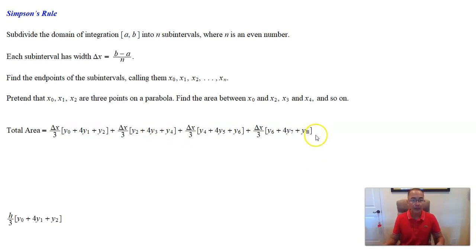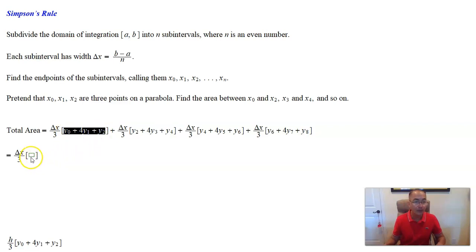Ta-da! So, just like in trapezoid rule, we can factor out the same delta x over 3 from each term. But what is left? You have y0 and 4y1. The y2 gets duplicated over here. So this gets doubled. And then we have 4y3 plus y4, but the y4 gets duplicated over here. And then we have 4y5 plus y6.